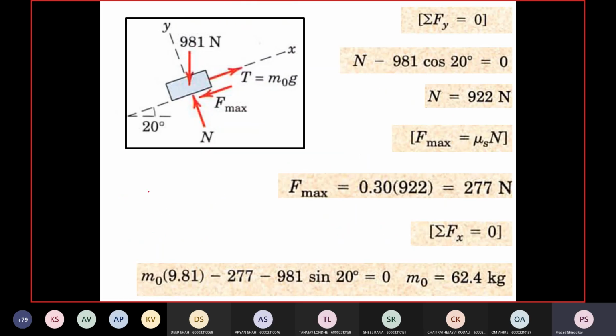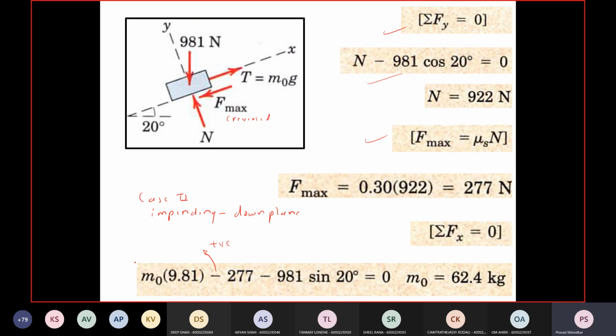So case 2, impending motion is down the plane. In this case, all the calculations are going to be the same. Summation Fy is the same, this equation is the same, and F max is the same. Only the direction of F max will change, so this will be reversed. When that gets reversed, this sign changes from negative to positive.